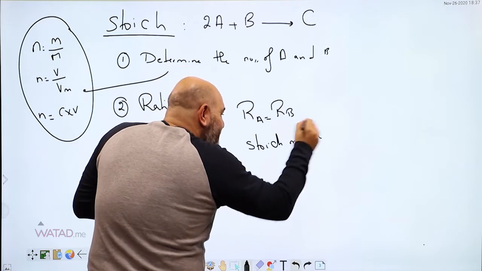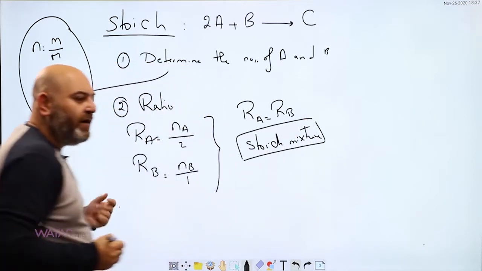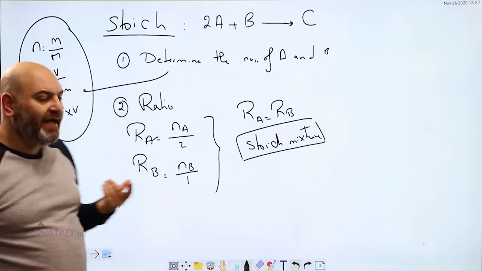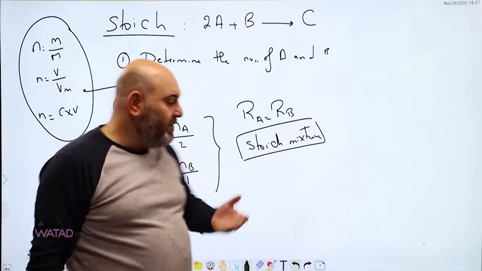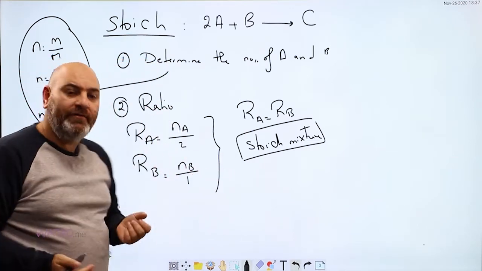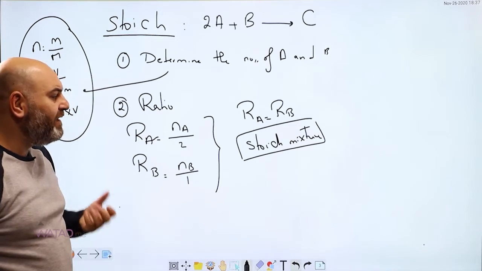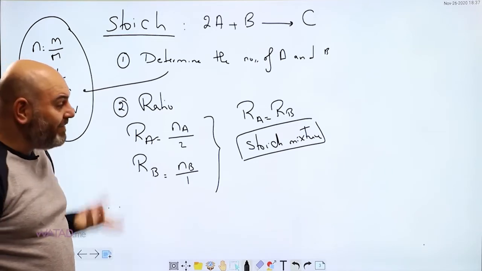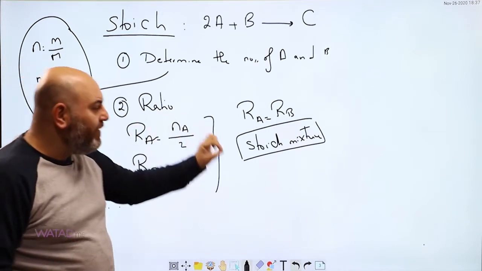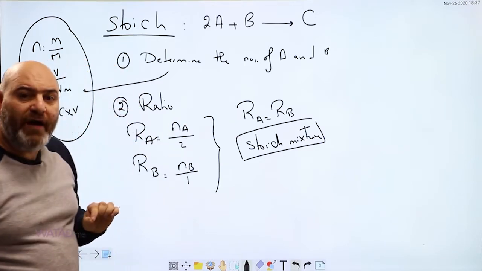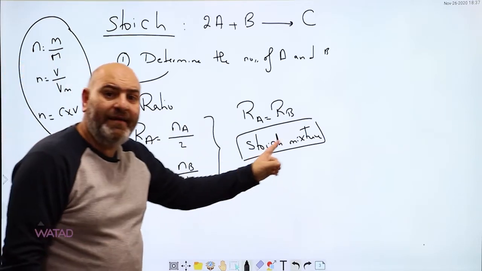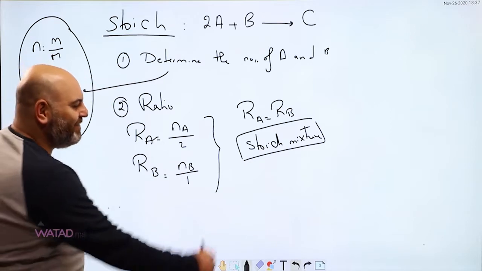Now what is the importance of the term? Here we are talking about chemistry, about science, not about mathematics. In mathematics you deal with numbers without understanding or without giving definitions for them. But in science, each number or each relation is going to have a scientific meaning. What is the scientific meaning of a stoichiometric mixture?